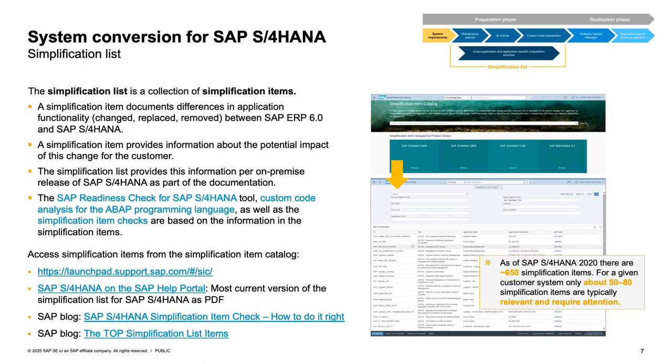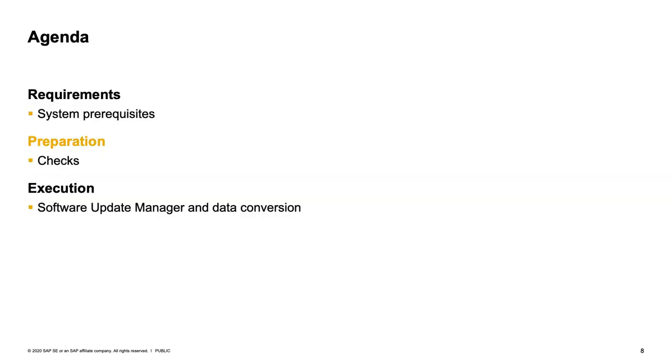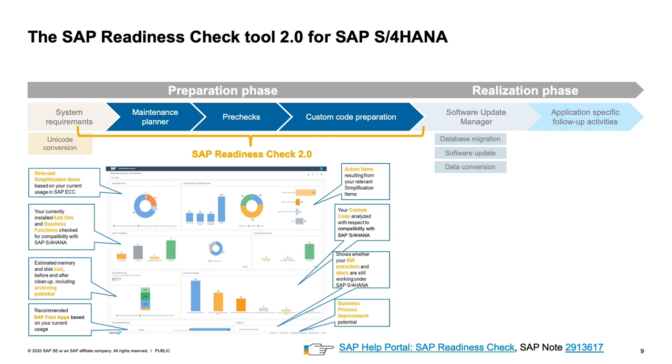Okay, so the simplification list is an important point of information for the things that have changed. Now there are several tools to check your source system, and one of the agenda points is here to give an overview on those tools that are available for checking and maybe adapting your source system. A very important tool that is recommended to be used in an early stage of your project is the SAP Readiness Check for SAP S/4HANA. This is recommended to be used in an early stage.